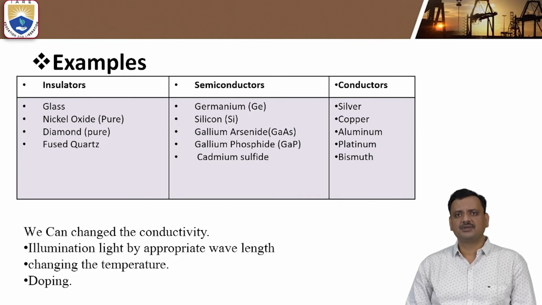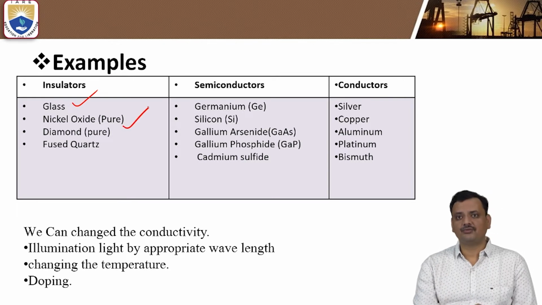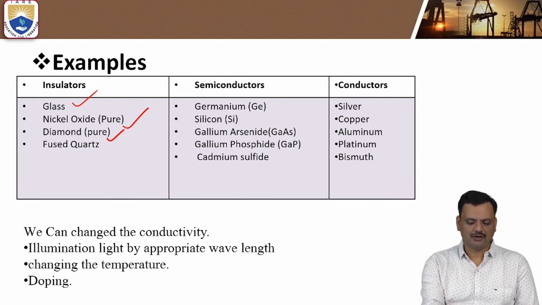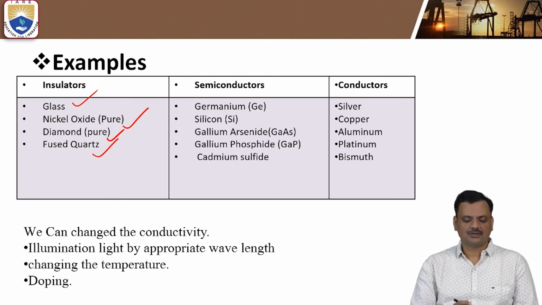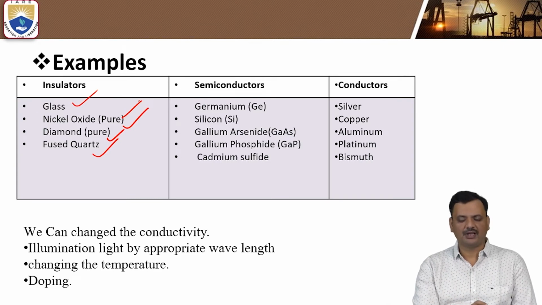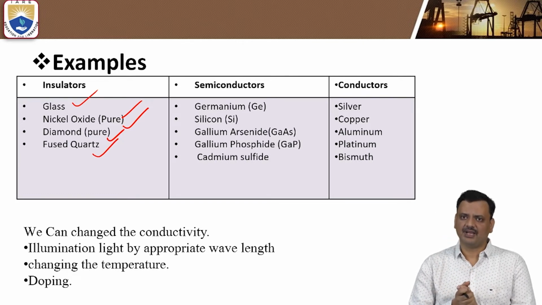So, insulator. If I want to give an example of an insulator, what type of material shows the insulating property? The best examples are glass, nickel oxide in pure form, diamond in pure form, and fused quartz. Here the term "pure" is used: pure nickel oxide, pure diamond. So what does it mean?